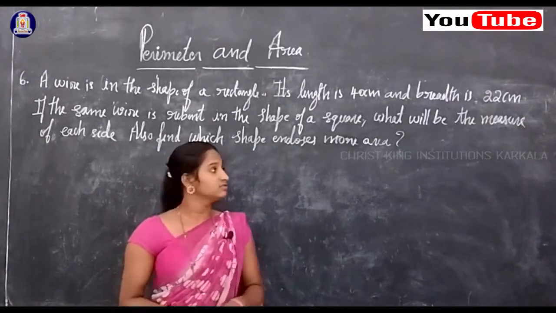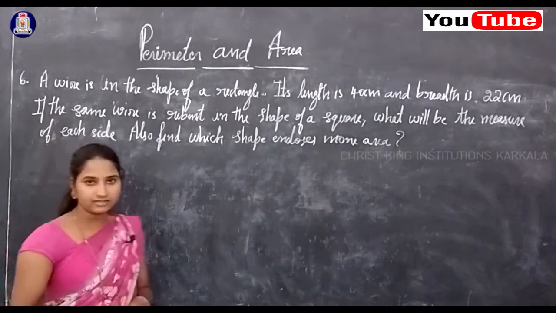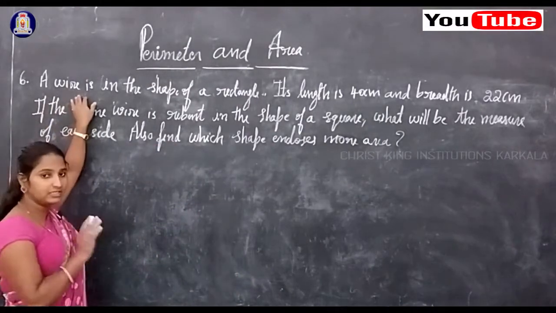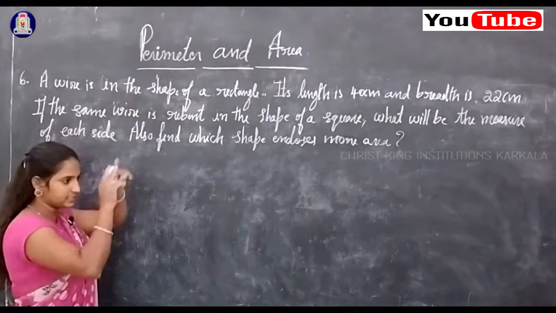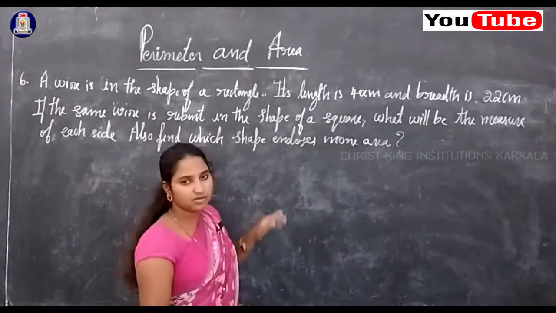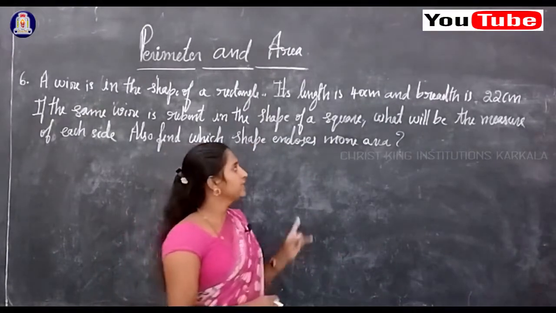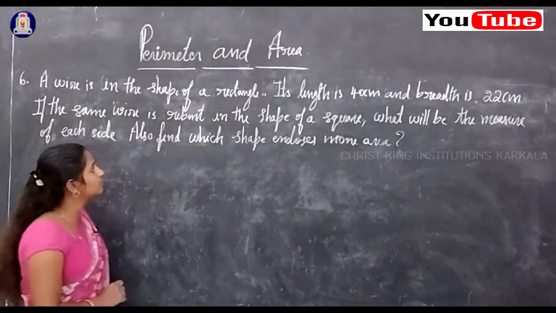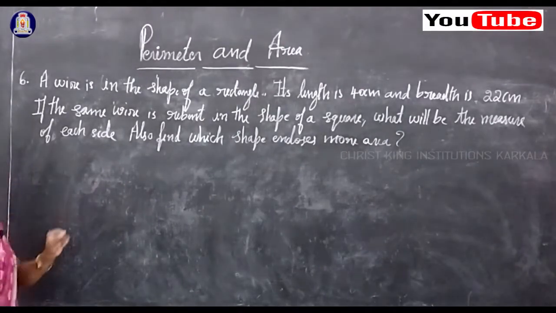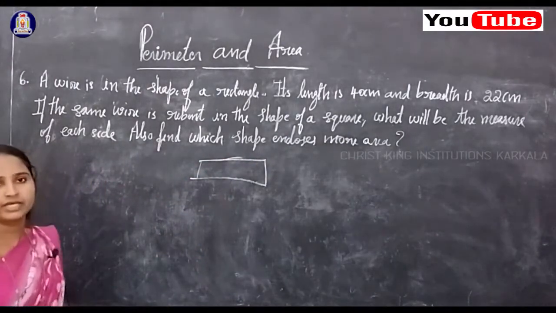The next question. See, a wire is in the shape of a rectangle. Imagine, so now a wire is in the shape of a rectangle. Its length is given. Length is how much? 40 centimeter. Length is 40 centimeter and breadth is given, 22 centimeter. Length and breadth of the rectangular shape are given. So understood. Now you have to imagine the wire is in the shape of a rectangle. So this is a rectangular shape.